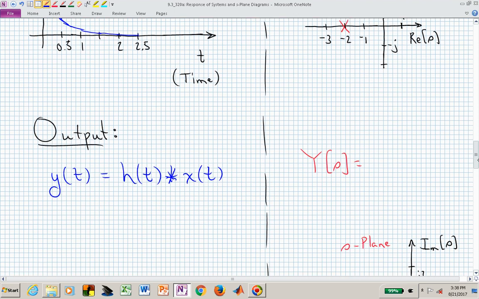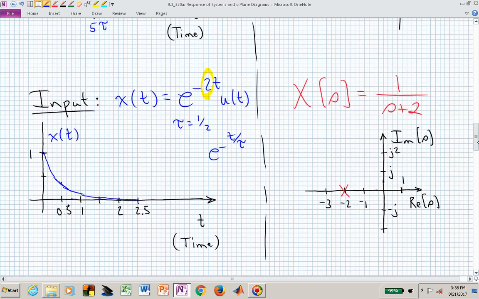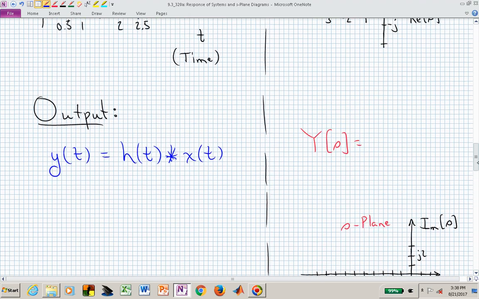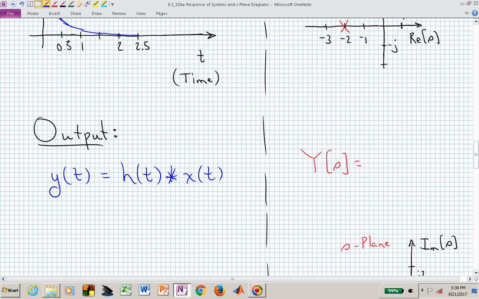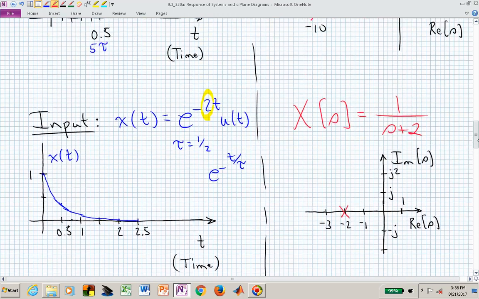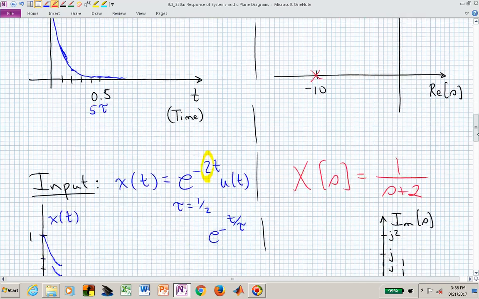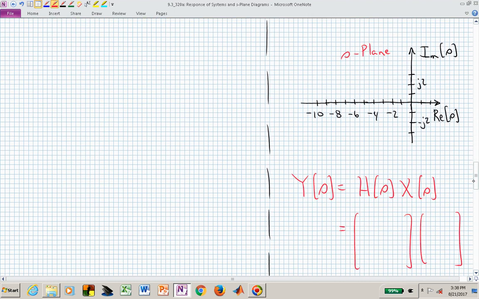Maybe it's easier to think about what's happening in the frequency domain, because now what is y of s? Y of s is simply h of s times x of s. But h of s was 10 over s plus 10. So now we have 10 over s plus 10, and capital X of s was 1 over, whoops, I'm anticipating what x is before I even get there. X was 1 over s plus 2.